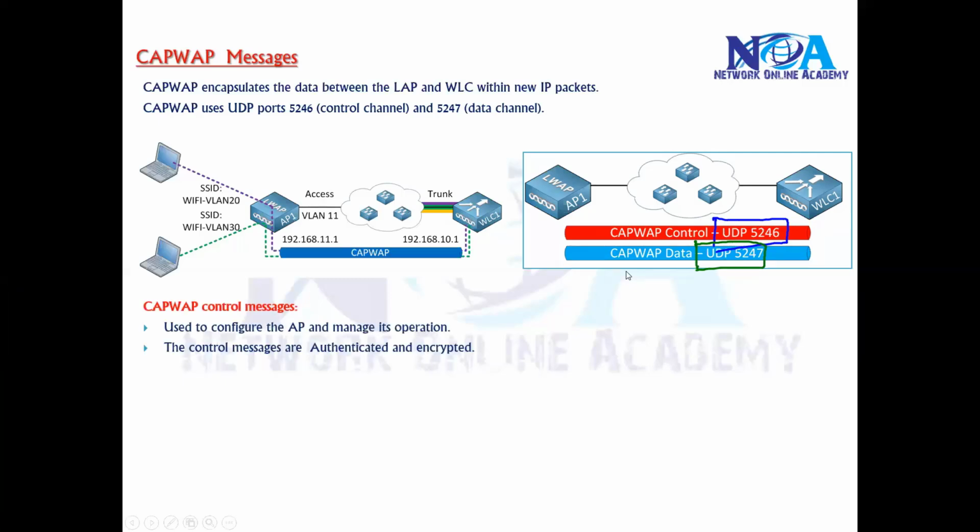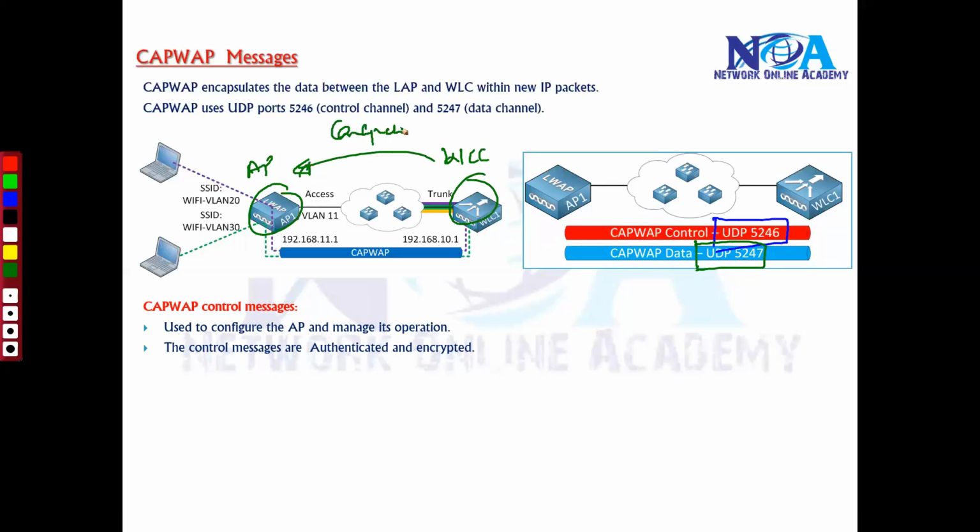Now let's see what exactly these control messages include. Control messages include the access point configuration, like the WLC is going to configure the access point, or any kind of management configuration information. So this will be exchanged through these control messages, and by default these messages are encrypted. Which means whatever control messages are exchanged between the access point and the WLC are secure. So securely the WLC is going to control the access points, and those control messages are exchanged.